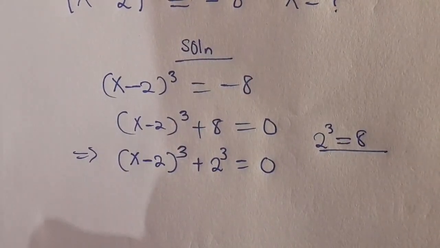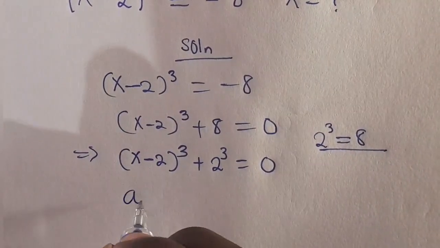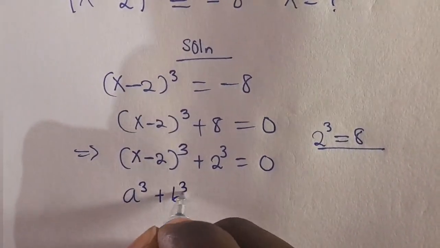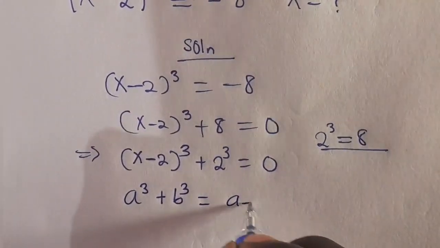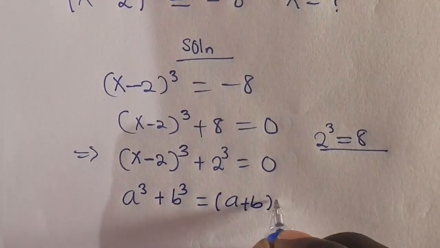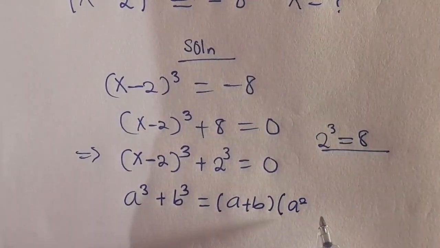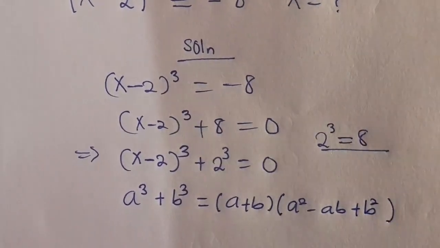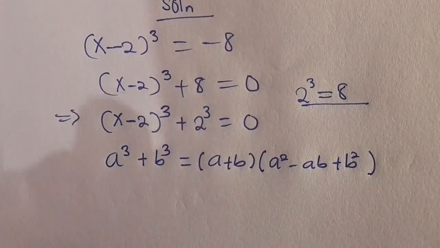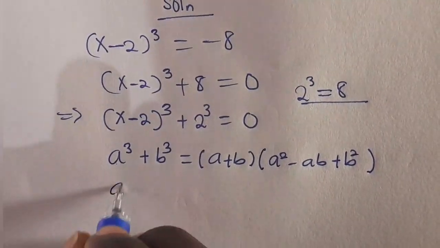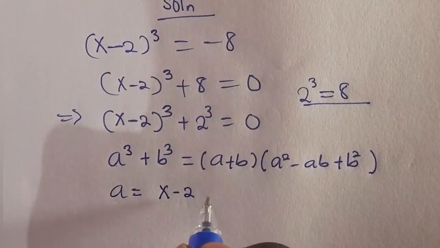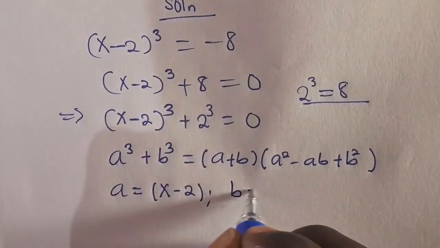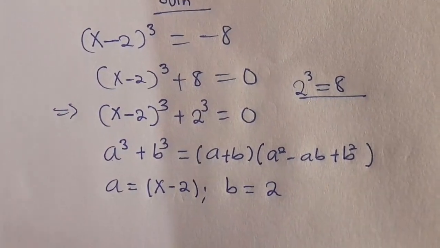Now let us recall from this algebraic expression, where you have a cube plus b cube. This equals (a plus b) multiplied by (a squared minus ab plus b squared). So from here, obviously, we have our a to be equal to x minus 2, and our b to be equal to 2.